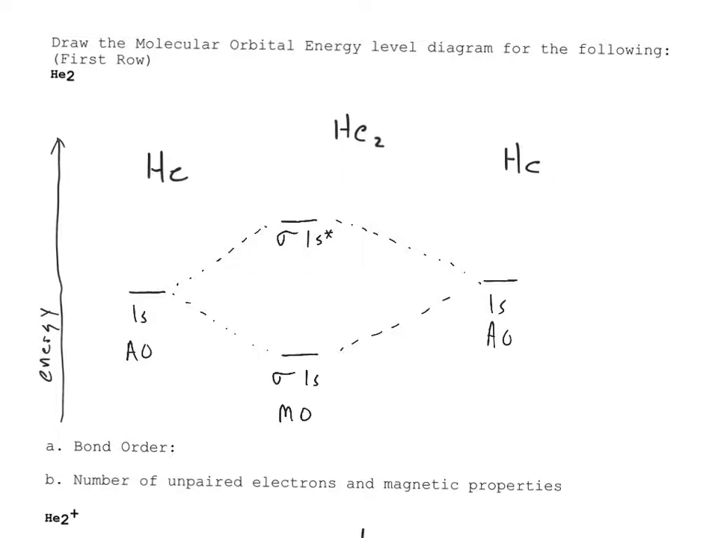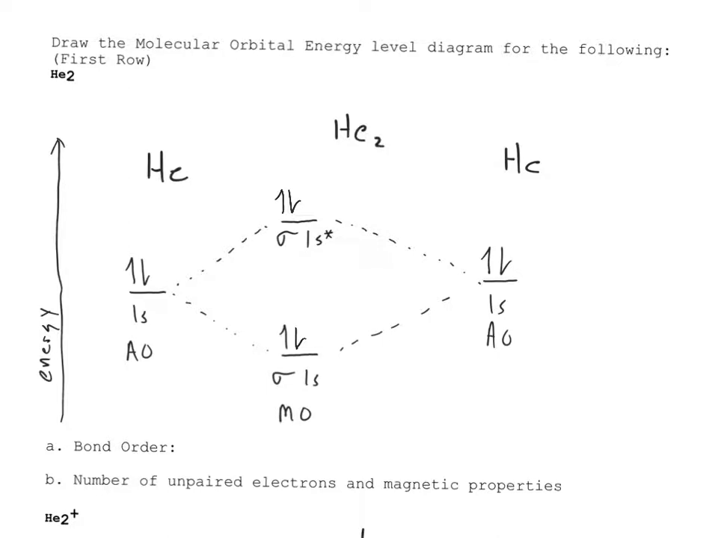So we're going to go ahead and put our two electrons in the helium 1s orbitals, and then we're going to put one down in the bonding orbital from the helium on the left, and then one down here from the helium on the right. That leaves us with two more electrons, and those both go in the antibonding.